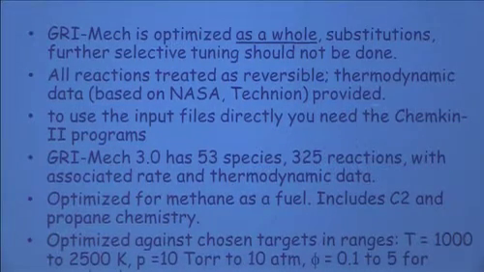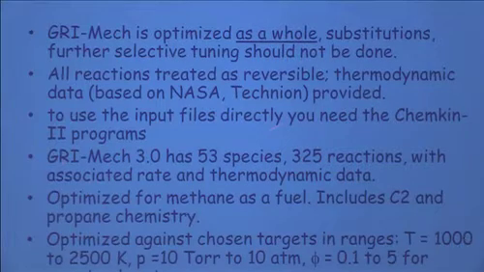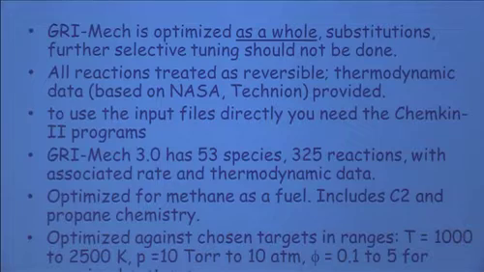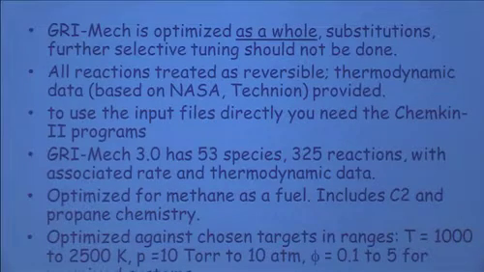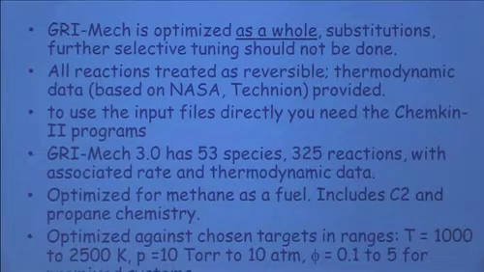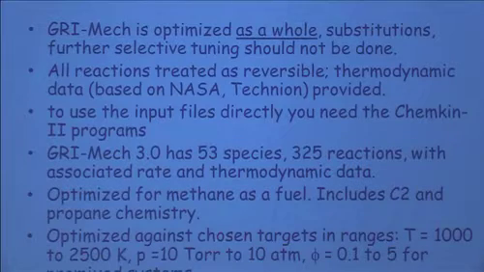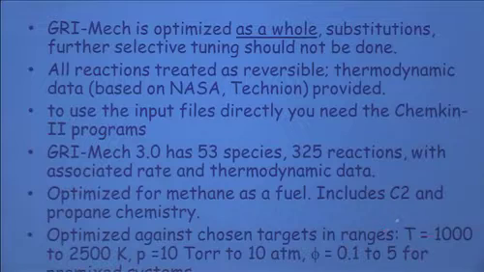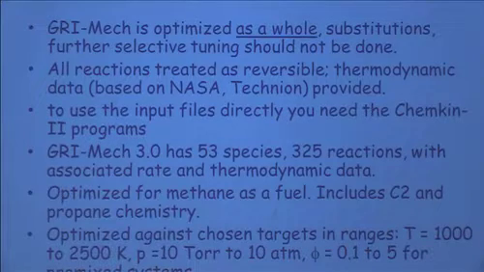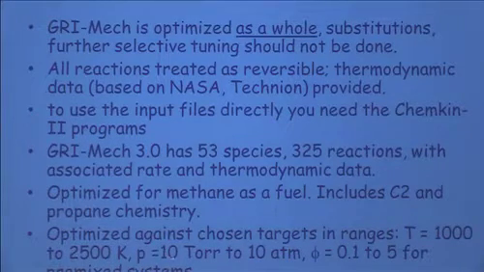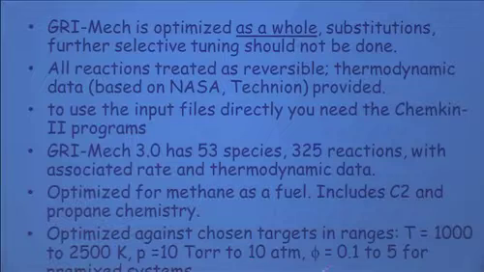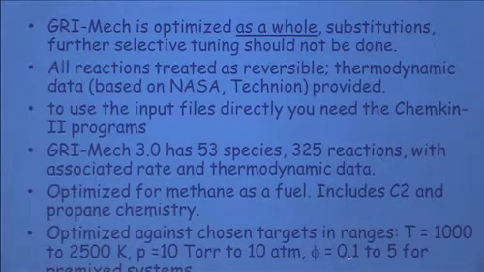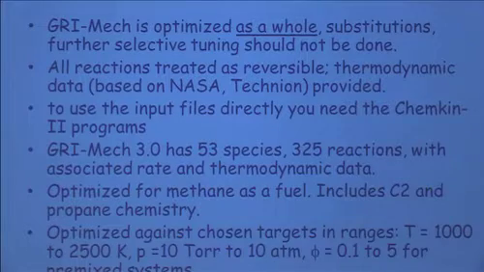And you use it in conjunction with Chemkin. GRIMEC 3 has 53 species, 325 reactions. Optimized for methane as a fuel. It includes C2 and propane chemistry. And it's optimized against chosen targets in ranges 100 to 2500 K, pressures of 10 torr to 10 atmospheres, and stoichiometric mixing ratios 0.1 to 0.5.